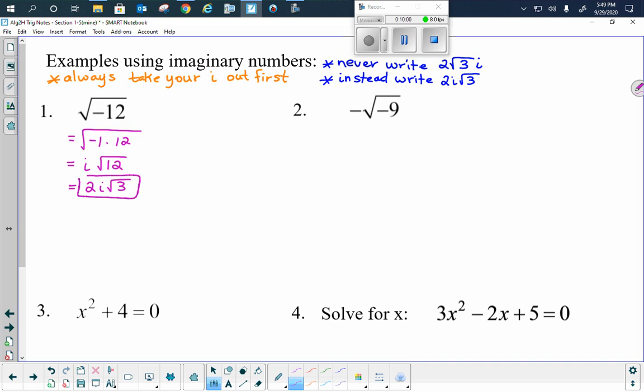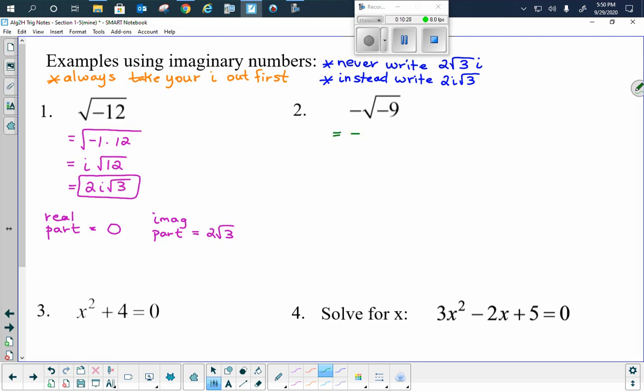Okay, and if I'm just practicing, if I ask you for the real part to this answer, you would tell me 0. And if I ask you for the imaginary part to this, remember imaginary part's just what's in front of the i, it would just be 2 root 3. Okay. All right, try that second one for yourself.